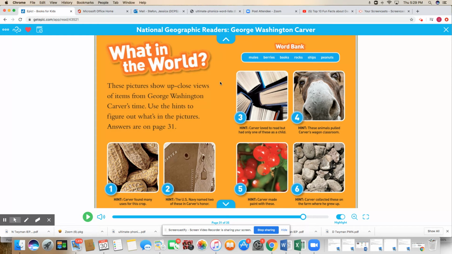Okay. And what in the world? These pictures show close-up views of items from George Washington Carver's time. This is kind of a fun activity you could do on your own in your second read. That just makes it kind of fun to look at some of the pictures and words and ideas about George Washington Carver that we read about.